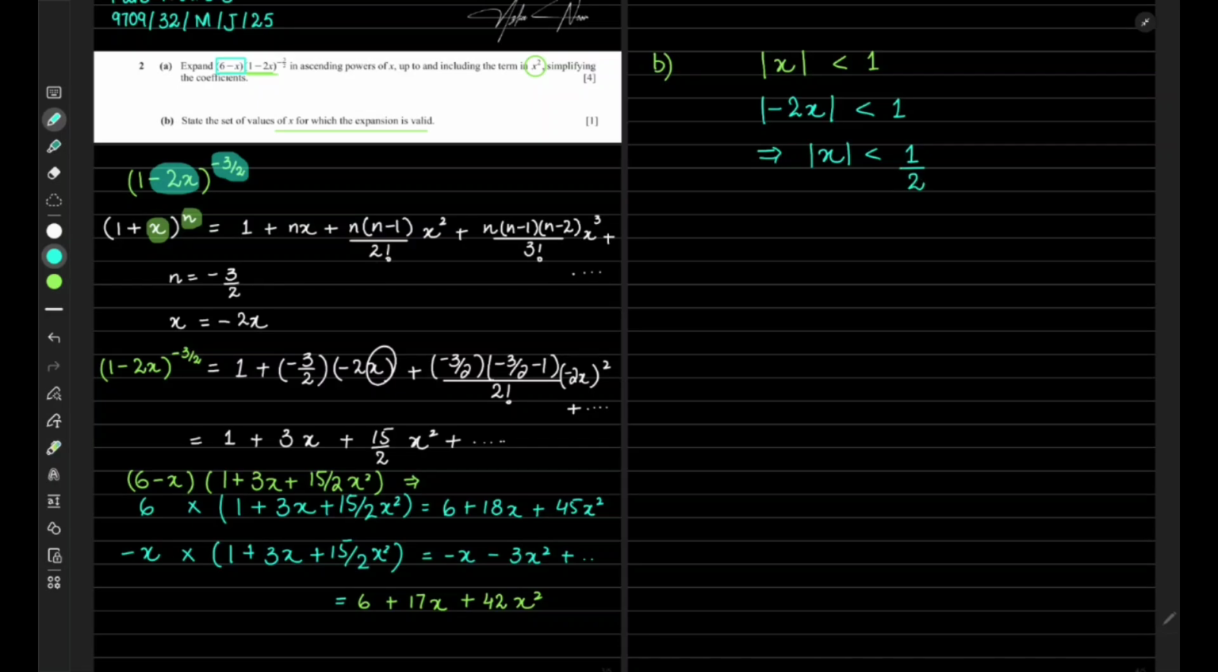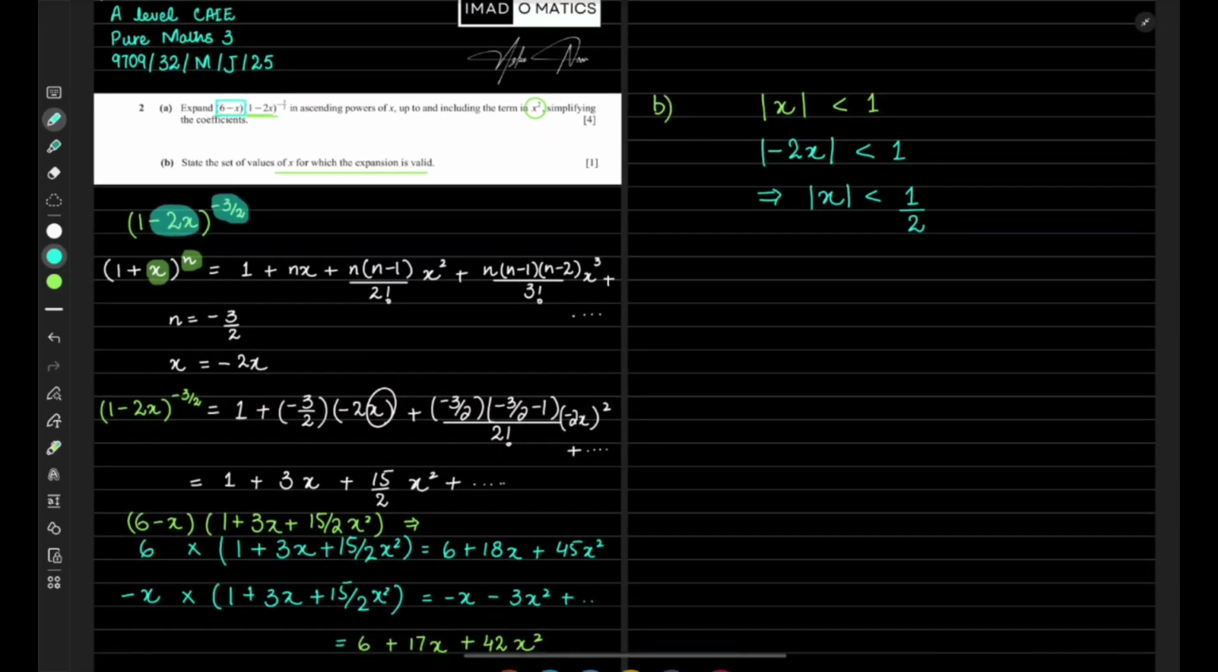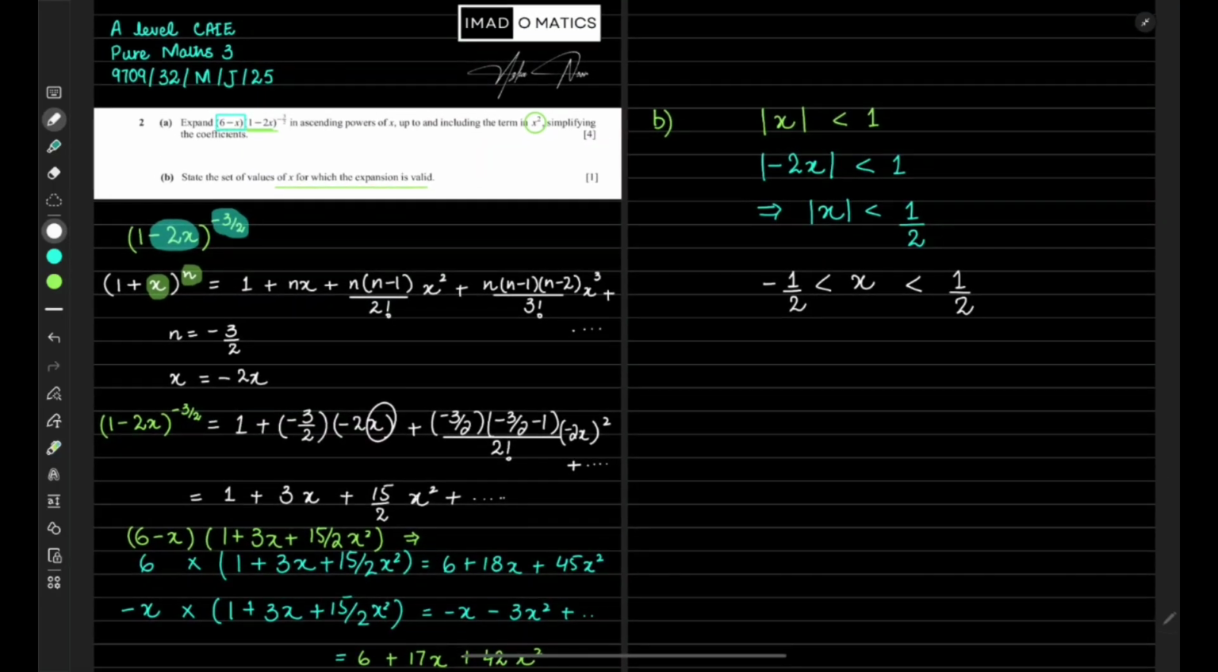Anything that comes out of the modulus is positive, so when the 2 comes out, it is a positive 2. Second thing, what does it actually mean? If you write it without the modulus, x is greater than minus 1 over 2 and x is less than positive 1 over 2. This is one thing. Now what is the next thing?